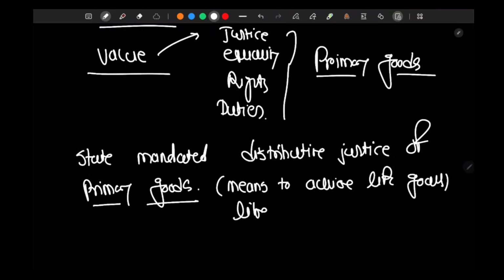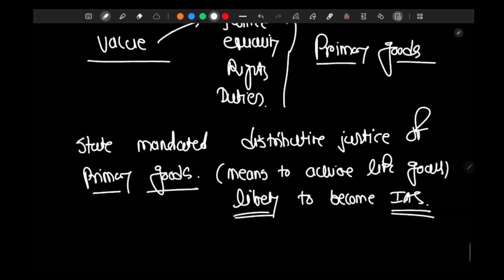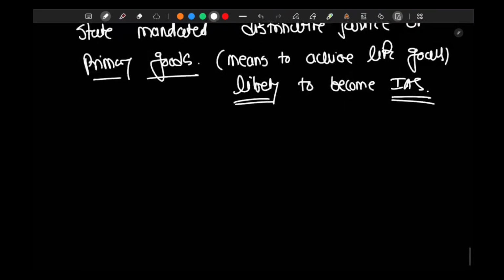I need liberty to become an IAS officer. Liberty is a primary good. IAS is a life goal. State mandated distributive justice of primary goods. This is what the function of a political system is according to Easton, right? Now we have to understand the actual political system. We have understood the function of the political system, which is authoritative allocation of values.